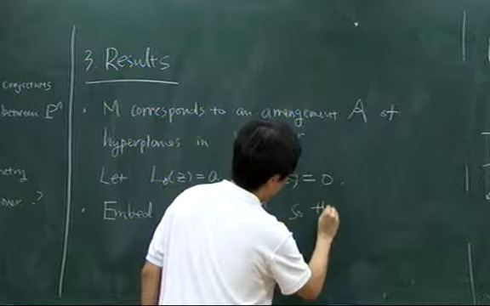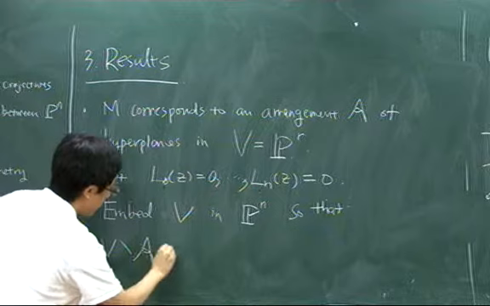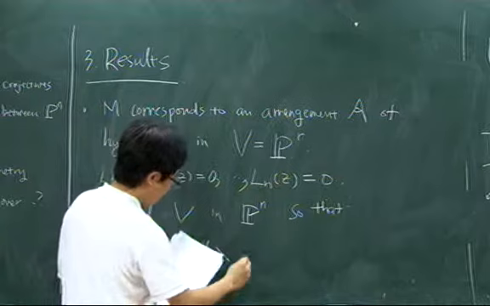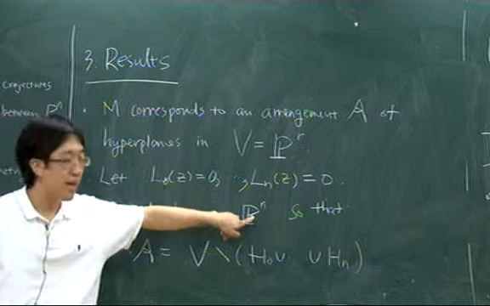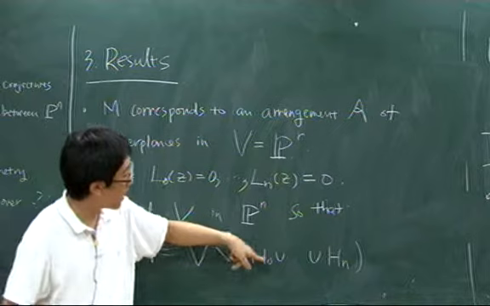so that the complement of my arrangement is simply the complement of H_0 through H_n, where H_i is the standard i-th coordinate hyperplane lying inside P^n. So if you take away n plus 1 standard hyperplanes from P^n, then you have an n-dimensional torus.